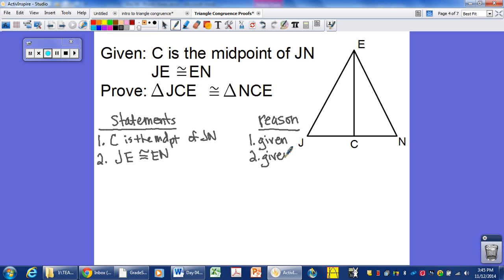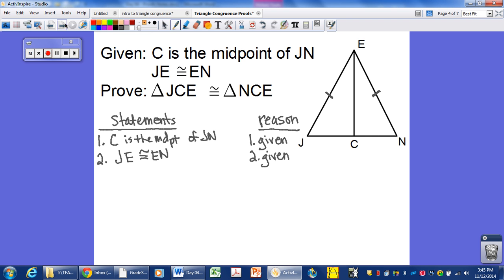Sometimes, depending on how you're feeling, you don't have to start off with both givens at the beginning. You can include one somewhere in the middle as you use it. But here, we're going to start off with the givens at the beginning. So let's mark this. We'll mark that JE is congruent to EN. That's one of your givens. And that C is the midpoint.